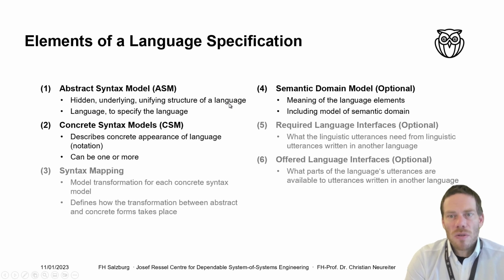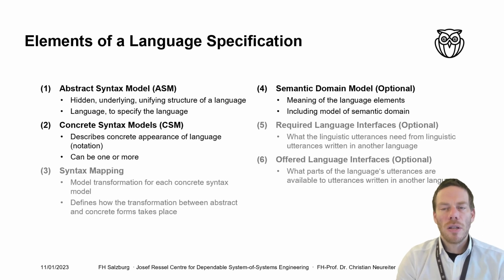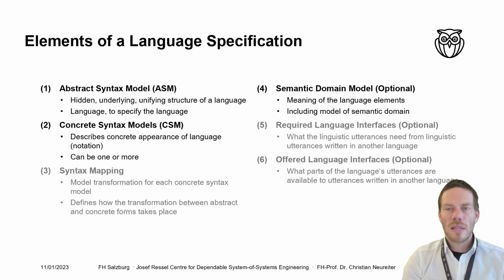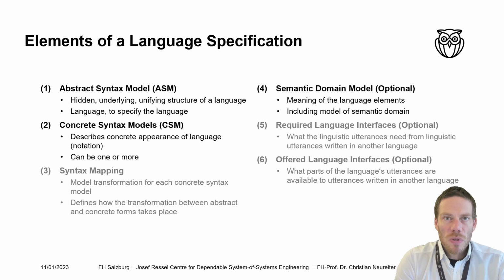Basically, the abstract syntax delivers us the objects and the concepts that we can use to construct some utterances of our language, and it also gives us the relations between objects. We could also call it the grammar. So it tells us which objects we have and how we can put them into connection.